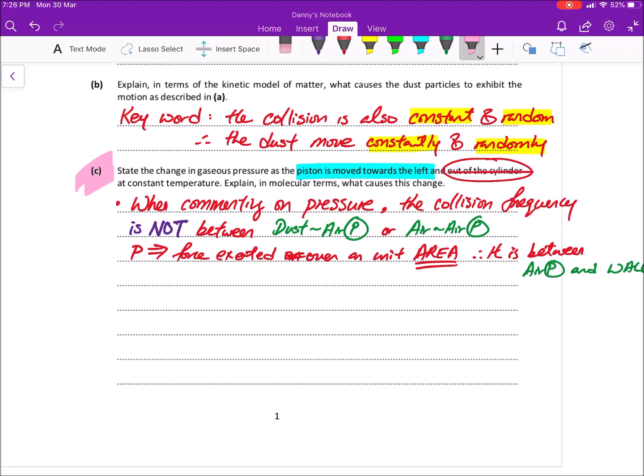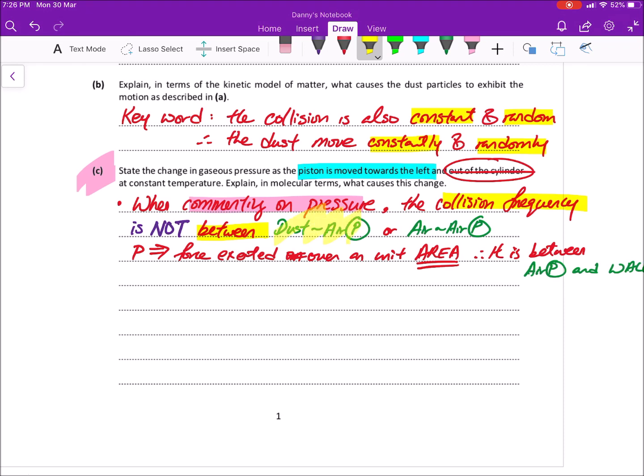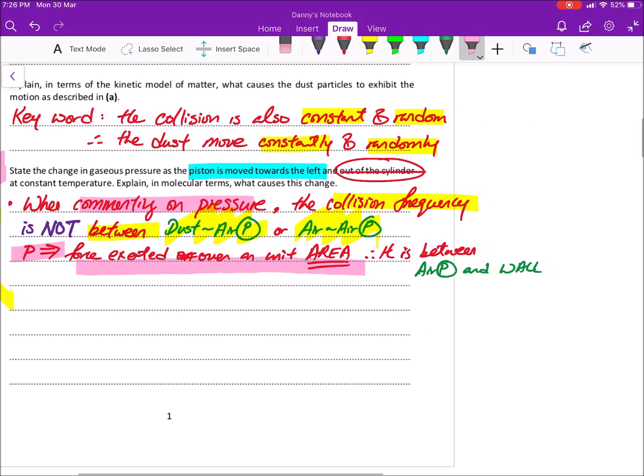Now the other thing is that when you are commenting on the pressure and you want to talk about the collision frequency, you must mention the collision is between what objects. If you mention it is between dust and air, or between air and air, this is completely wrong. When you talk about pressure, it is the force exerted over a unit area. So what is this unit area? It refers to the wall of the cylinder.